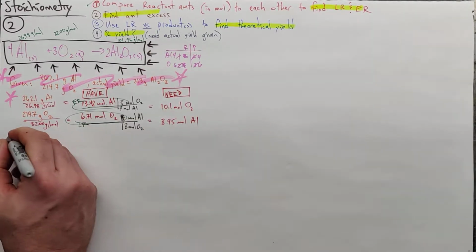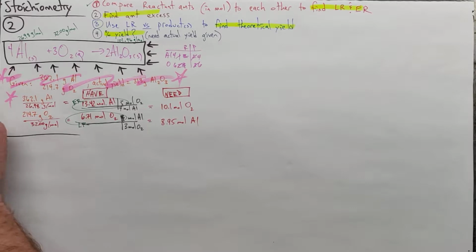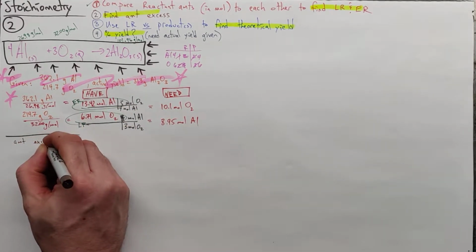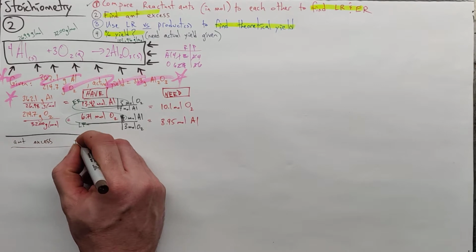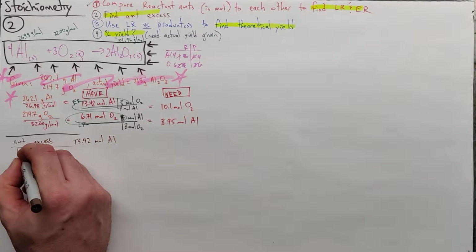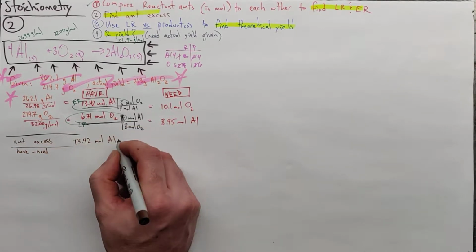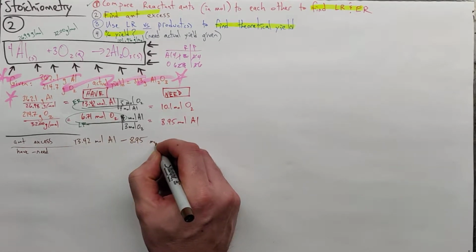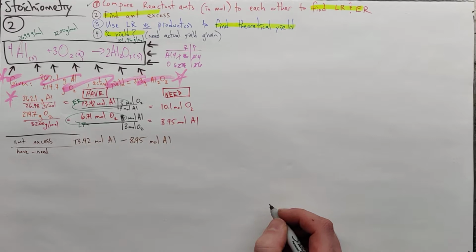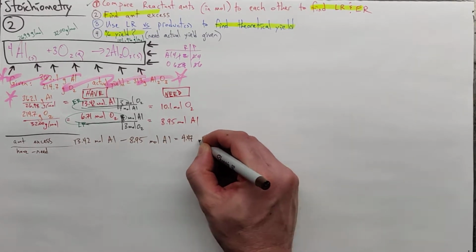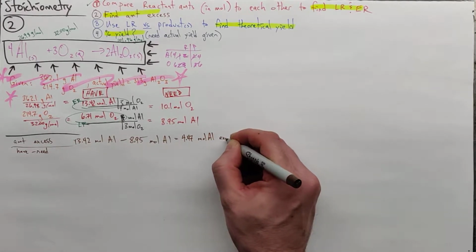Our next step, whether we are asked to do it or not, I think it's useful, is to find the amount excess. And I just need to look here. I have 13.42 moles of the aluminum, my excess reactant. It's just the have minus the need, right? I have 13.42 moles of aluminum, and I'm going to subtract the 8.95 moles of aluminum that I need. In this particular case, we end up with 4.47 moles of aluminum excess.